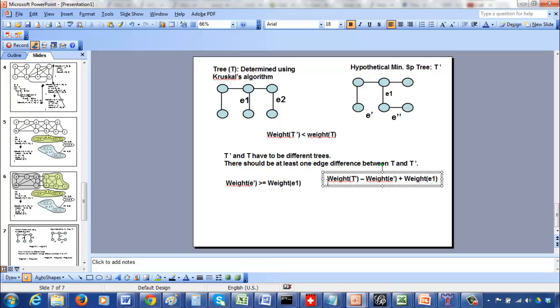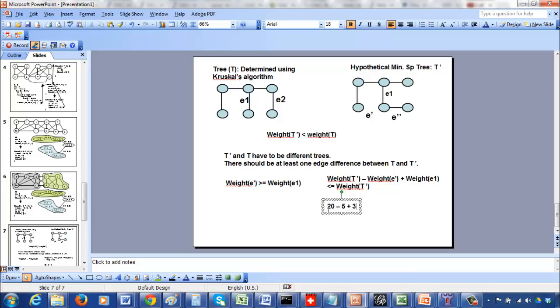So the overall weight is going to be less than or equal to the initial weight of T prime. Why? Because this is some value and you're subtracting, so let's pick some numbers that are easier to visualize. The weight of T prime is, let's say, 20, and I'm subtracting the weight of E prime, which is, let's say, 5, and adding what?